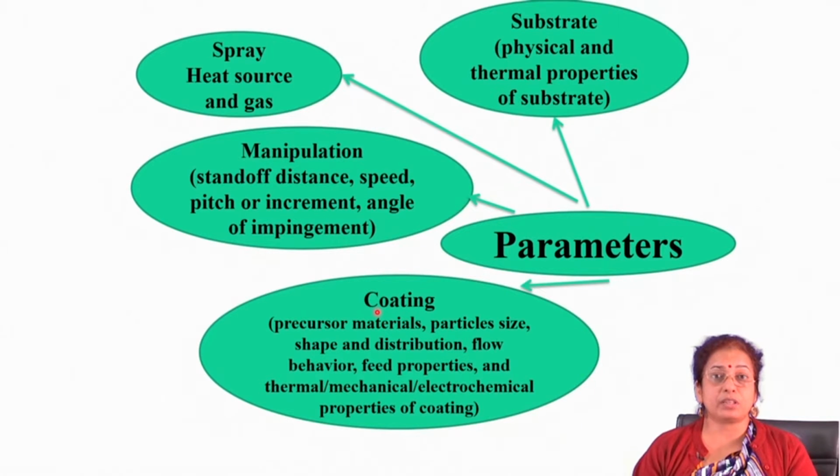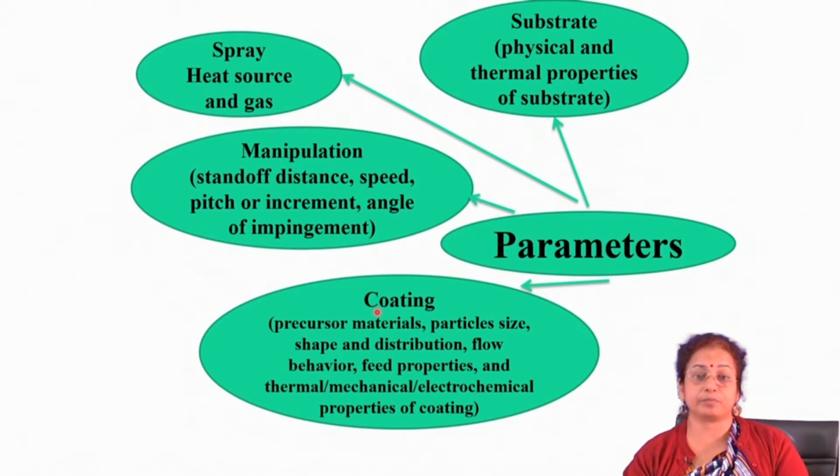Then finally, the spray heat source and gas which you are using. Naturally, it gives you information about which coating technique you are using, which spraying technique you are using for spraying purposes, and as a result it gives you direct information about the quality of coating to a large extent. So, these are the process parameters which you need to choose as well as optimize for getting the best property in the coating.